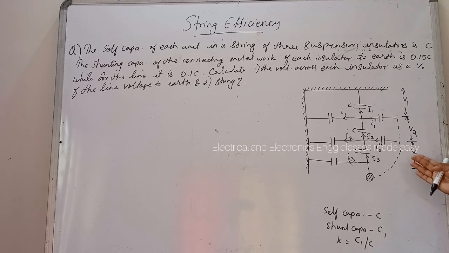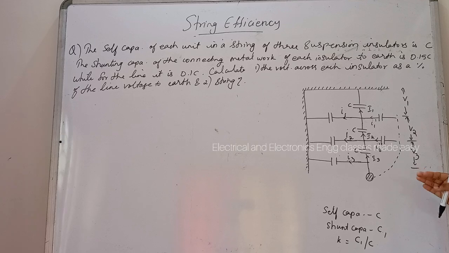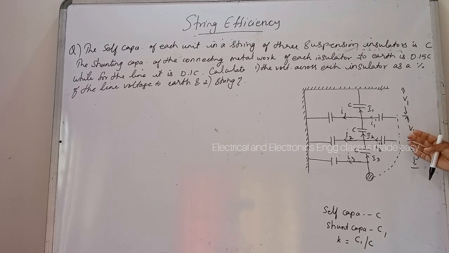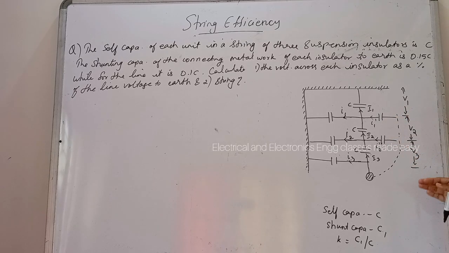Today's class is the continuation of string efficiency, that is, problems related to string efficiency. So today's class is about the problems related to the guard rings connected to these insulators. So let us go through the problems.